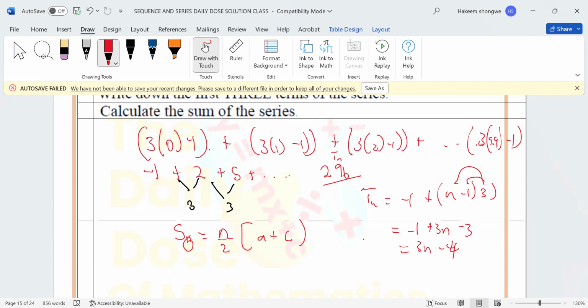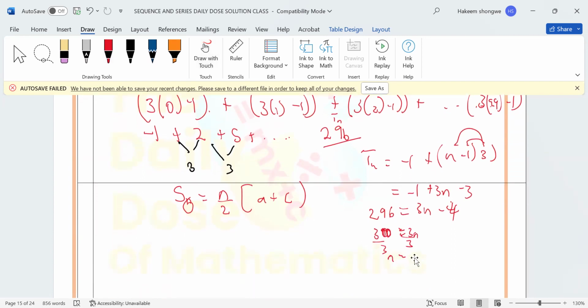And then you come and put, okay, here we have 296. Take this one to the other side, and you are going to have 300, which is going to be 3n. Divide by 3, you divide by 3. It says n is going to be 100. So there are 100 terms. And then you should be careful, they are not 99. They are 100. So now what are you looking for? You're looking for S100. So you're looking for the sum of the first 100 terms.